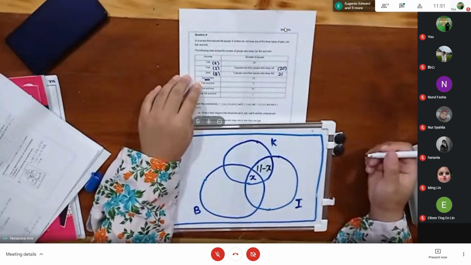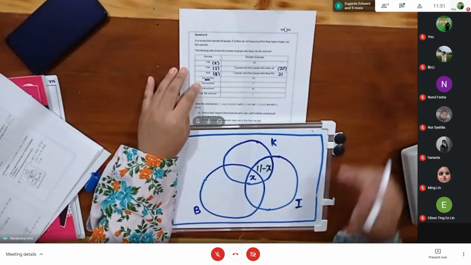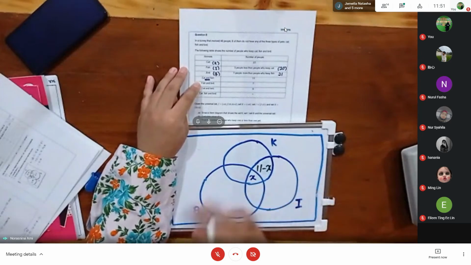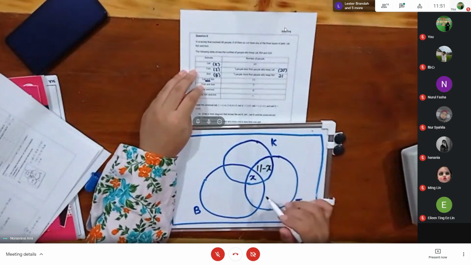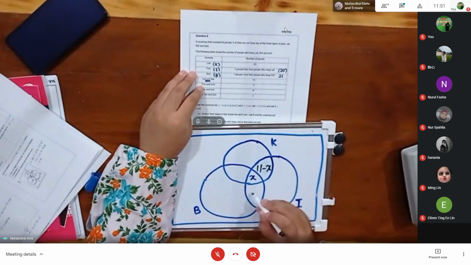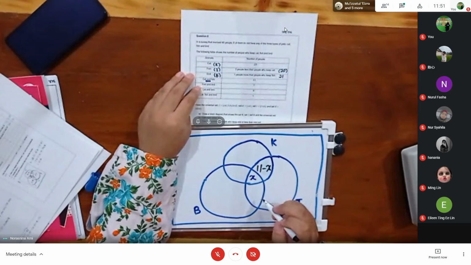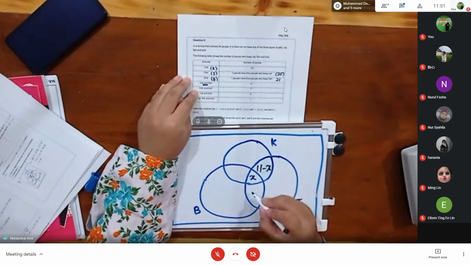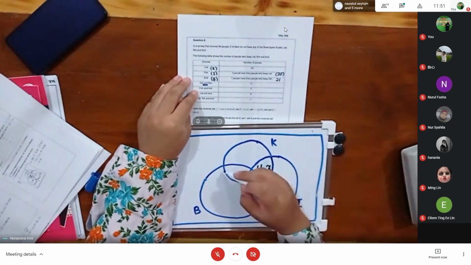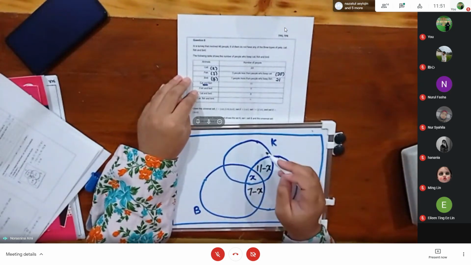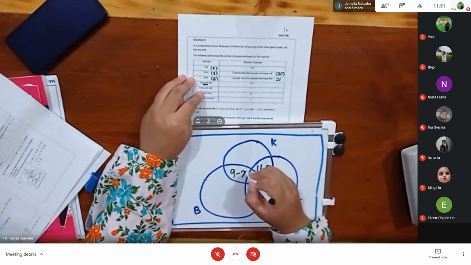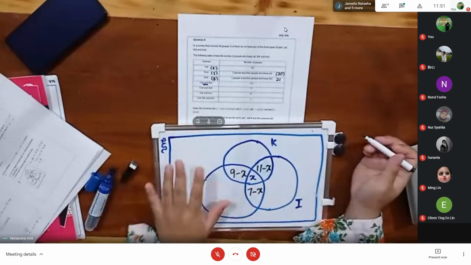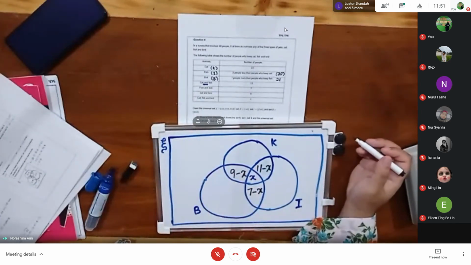Okay, then fish and bird. Which part is this one? This is fish, this is bird. Same as the intersection between cat and fish, fish and bird is 7. We cannot say 7 here because it does not state fish and bird only. So we write 7 minus X. This part also, the section between cat and bird, is 9. So 9 minus X. This is how we label the intersection parts.